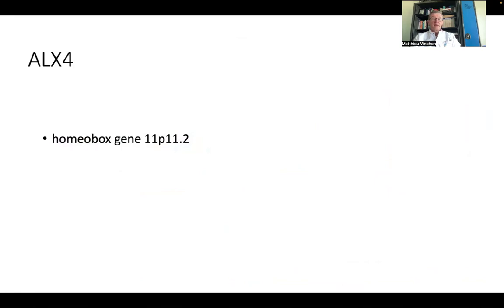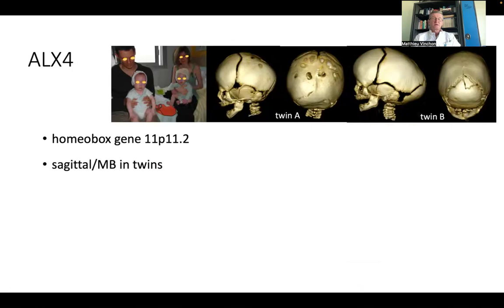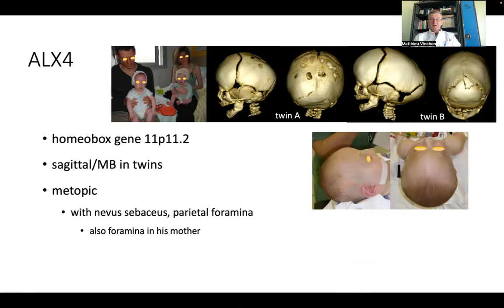Now we have the ALX4 gene, which is a homeobox gene, and these are twins who were affected. One had a purely sagittal synostosis, while the other had a Mercedes-Benz syndrome. And this is another case with the same mutation, and he had a metopic synostosis and foramina parietalia permagna, like his mother. And he also has a nevus sebaceus. So you can see that with this mutation, we have a large array of different anomalies, which are in relation with this mutation.